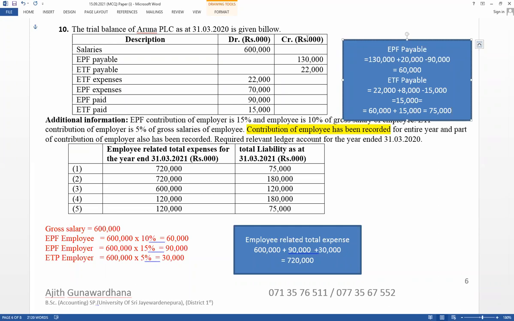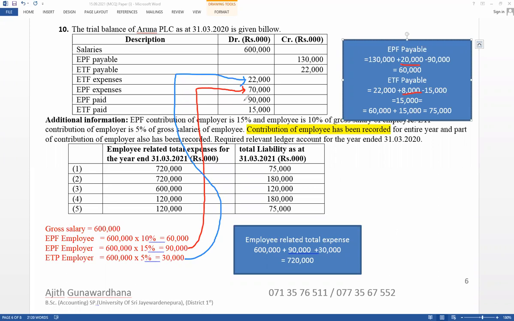Think about EPF payable, ETF payable. EPF contribution of employer value equals 90,000. But here the balance sheet has given 70,000. Therefore, difference 20,000. EPF expense account debit, EPF payable account credit. Think about this 20,000. As well as ETF also. ETF contribution of employer equals 30,000. But it has given as ETF expense account 22,000. Therefore, difference value equals 8,000. ETF expense account debit, ETF payable account credit. Difference value 8,000, think about 30,000 minus 22,000, opening balance it has given. And paid in cash to the central bank. EPF paid, ETF paid, those are the values paid in cash to the central bank.